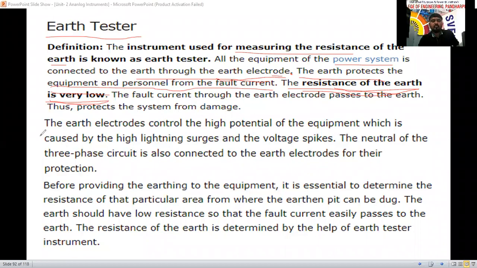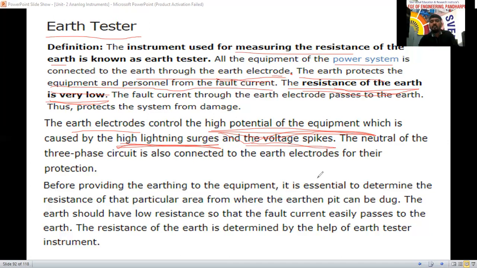The earth electrodes control the high potential of the equipment. High potential is nothing but high voltage, which is caused by lightning surges. Lightning surges, you all know, right? In the rainy season lightning occurs. Suddenly the sound with light comes, that is a lightning strike, and voltage spikes occur. A voltage spike means the voltage suddenly increases.